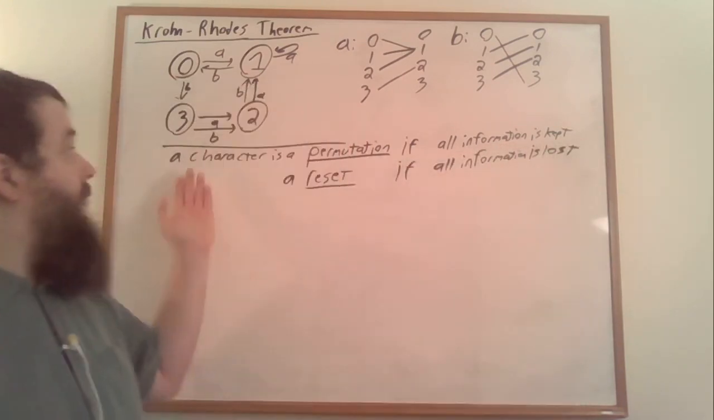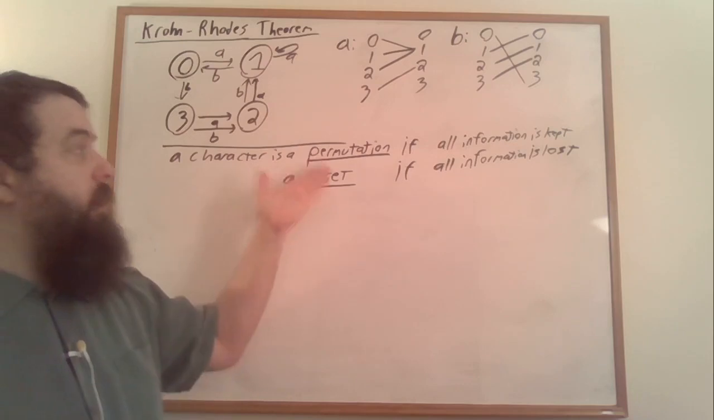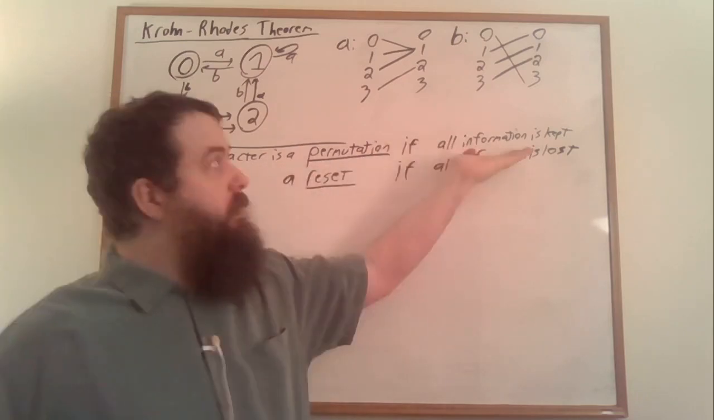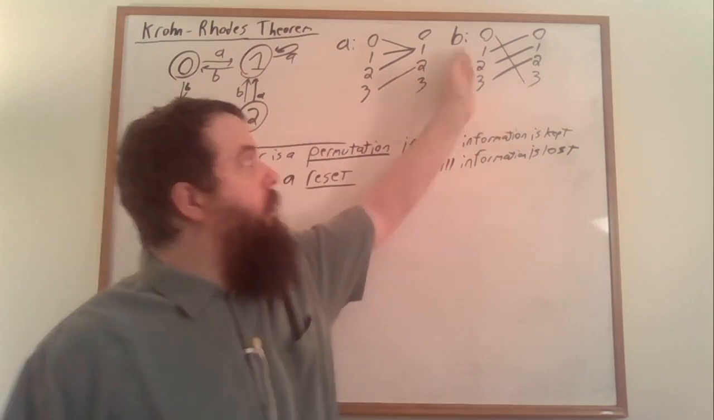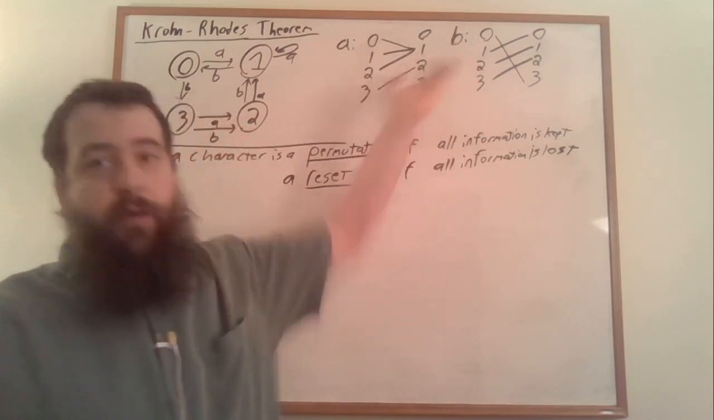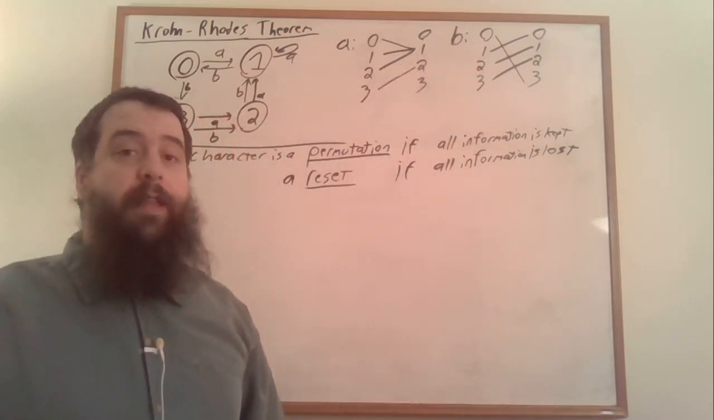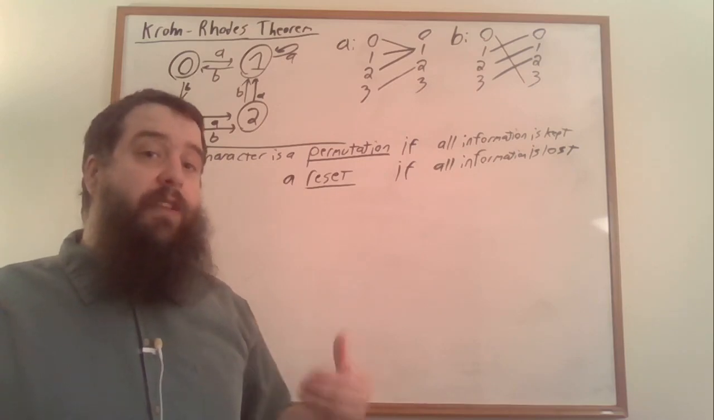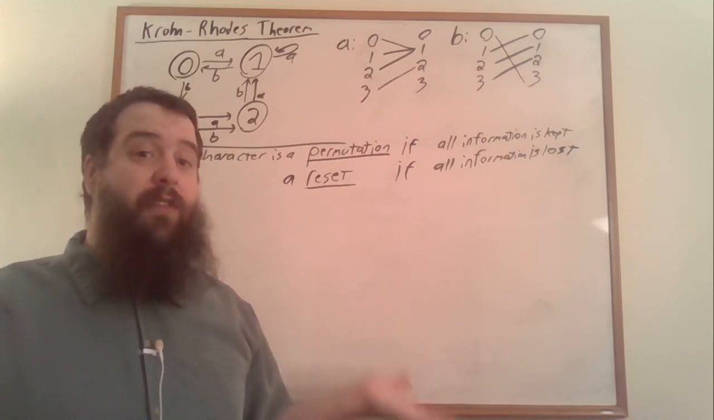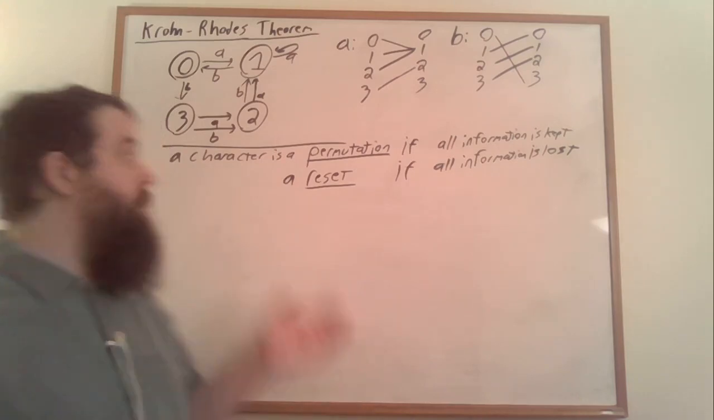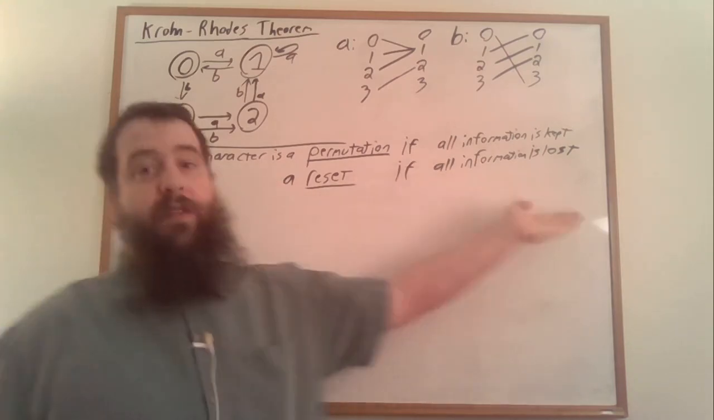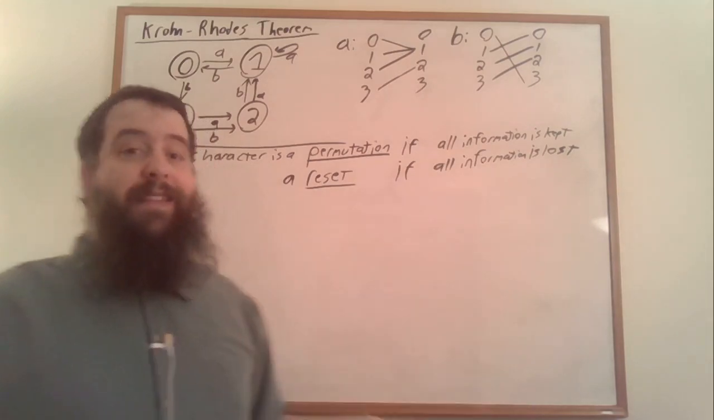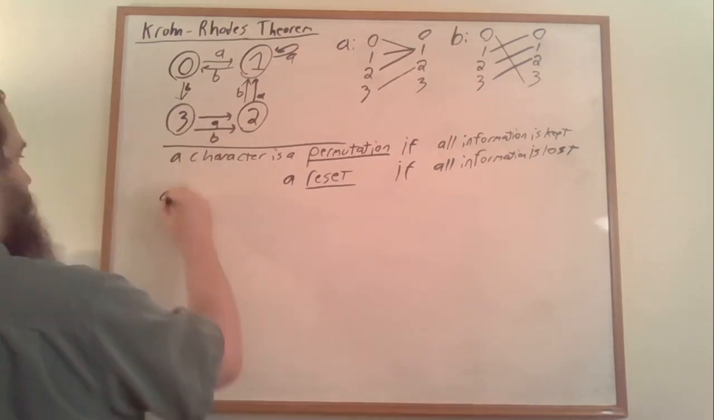So we'll say that a character or a function is a permutation if all information is kept. That is, if we can work out what state we were in before reading that character, before applying that function. If that function is invertible, or a permutation on the states. And the other extreme is we say that a function is a reset if all information is lost. That is, if it's a constant function.